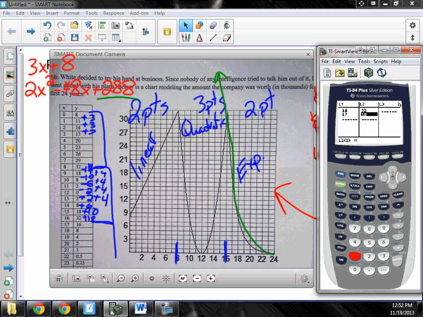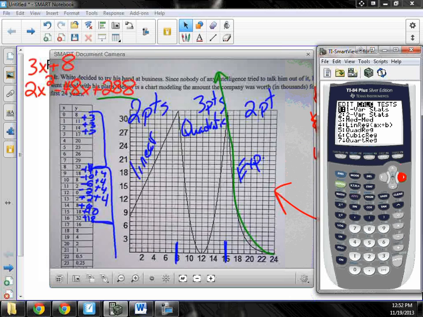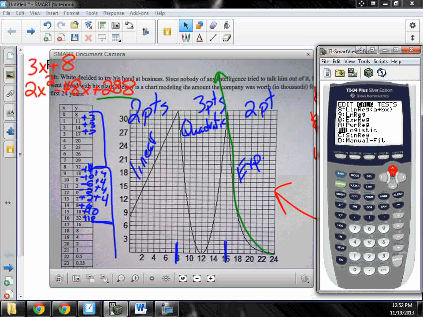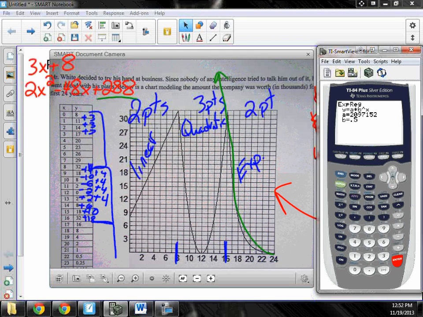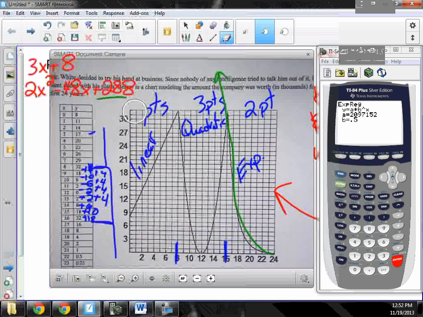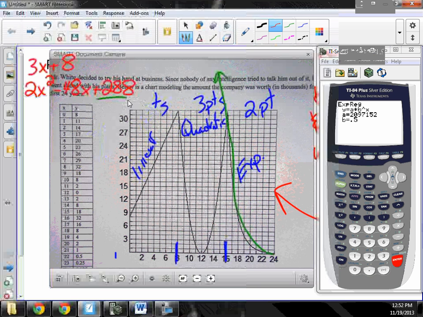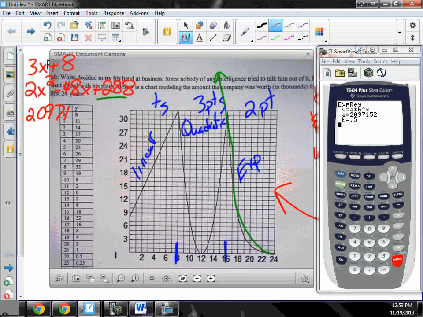And then stat, go over to calc, and the exponential is near the bottom. I think it's number 0. So if you go up from the bottom, right there, exponential regression. And I get 2 million times 0.5 to the x, which is what we expected. We knew that it was shrinking by 1/2. So 2097152 times 0.5 to the x.